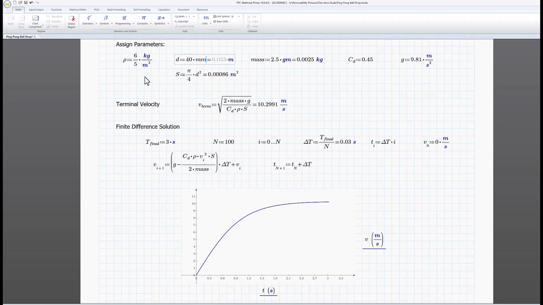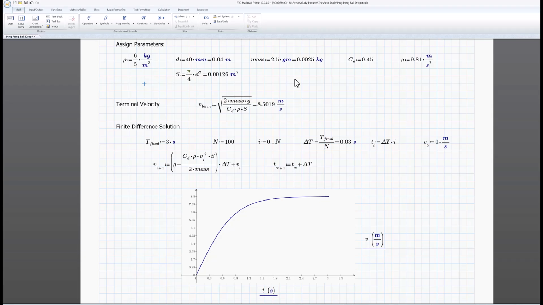There we go. So we get to recalculate. There we go. So now we're back to the right answer. The mass I typed in grams. That's just what I happen to have, and it converted it to kilograms. CD is unitless. G is 9.81 meters per second squared. And I had it calculate the area.